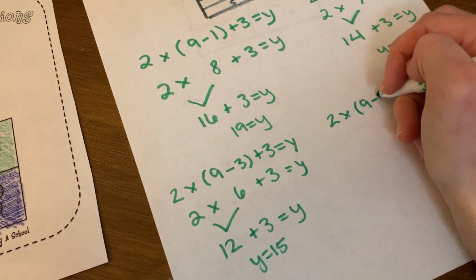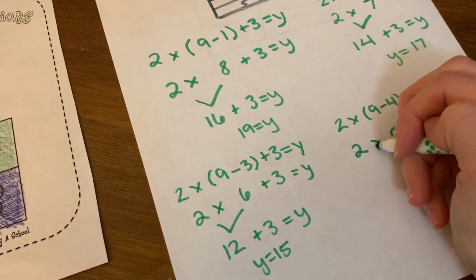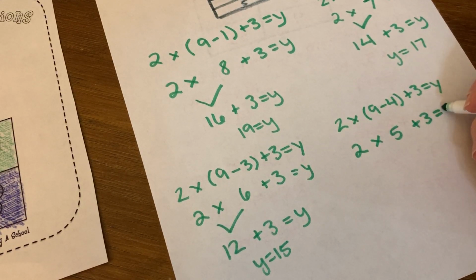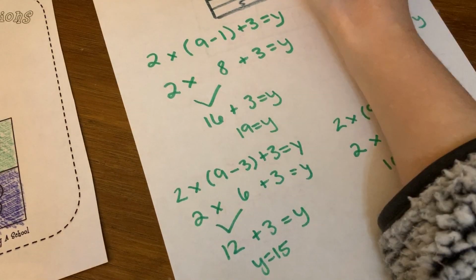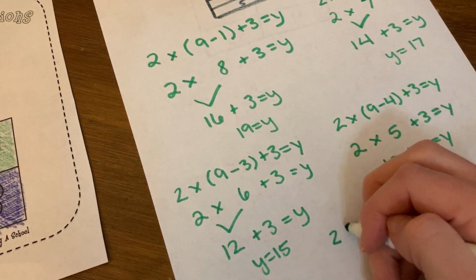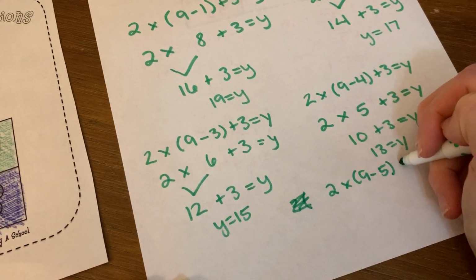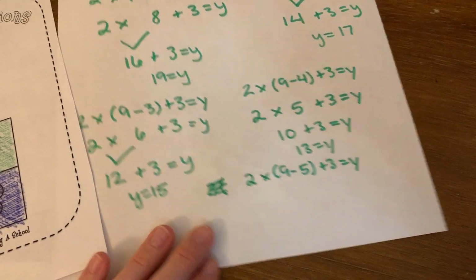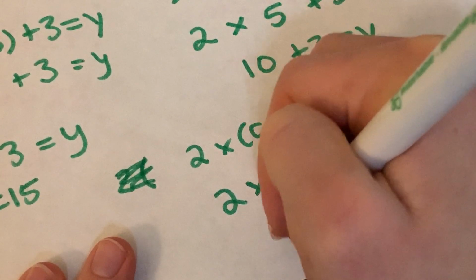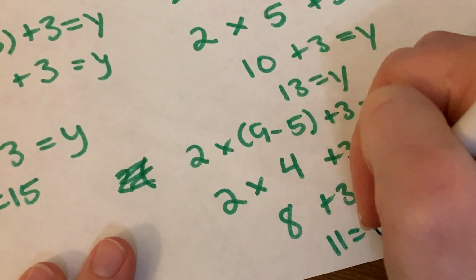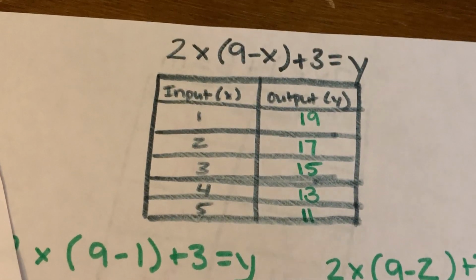Next, 2 times 9 take away 4 plus 3 equals y. Parentheses first. 9 take away 4 is 5. Bring down 2 times 5 plus 3 equals y. 2 times 5 next. 10 plus 3 equals y. 13 equals y. All right, last one. 2 times 9 take away 5 plus 3 equals y. 9 take away 5 gives me 4. 2 times 4 plus 3 equals y. 2 times 4 is 8, plus 3 equals y. 11 equals y. So your completed table should show this as the end result.